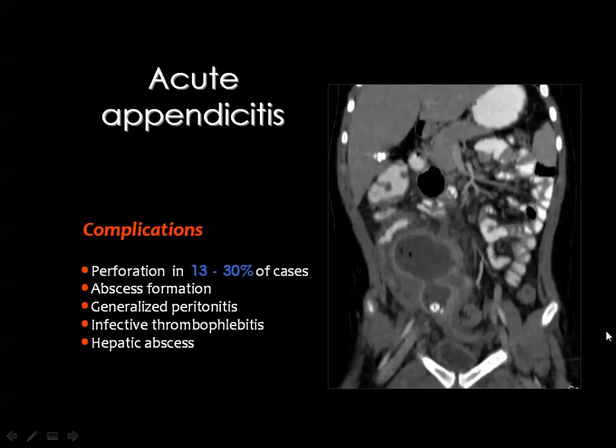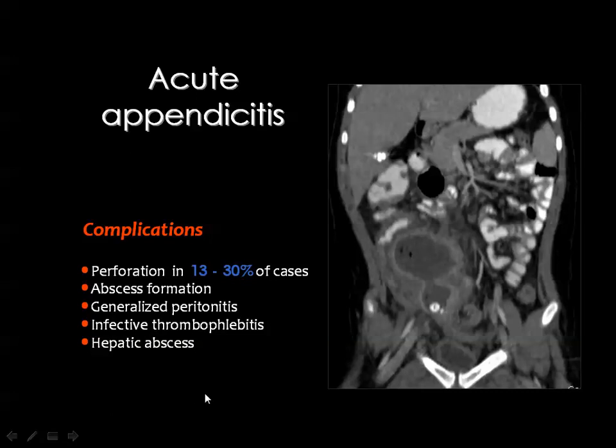And this is appendicular abscess after rupture or perforation of the appendix, and you see the criteria of an abscess formation: fluid collection with thickened enhanced margin and some internal air loculi, as well as the phlebolith or the appendicolith, which many times is responsible for the obstruction of the appendix.